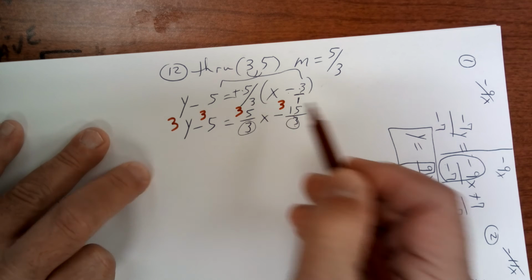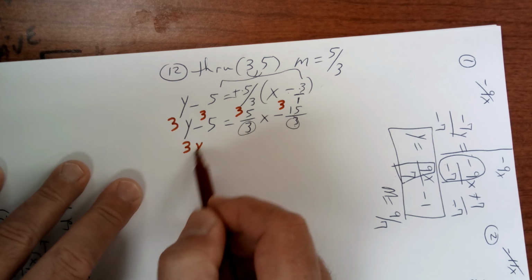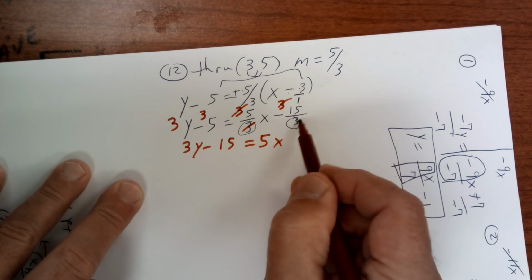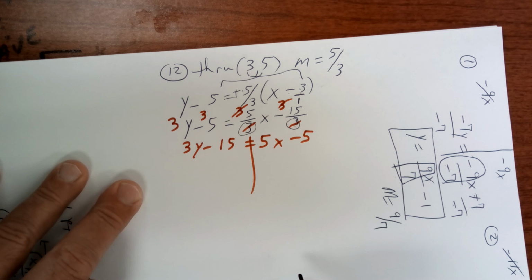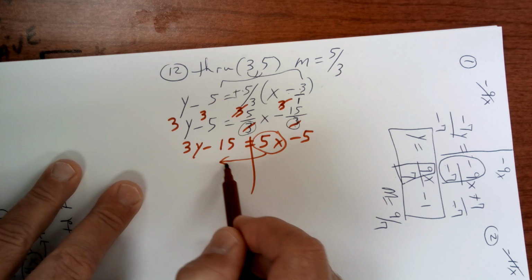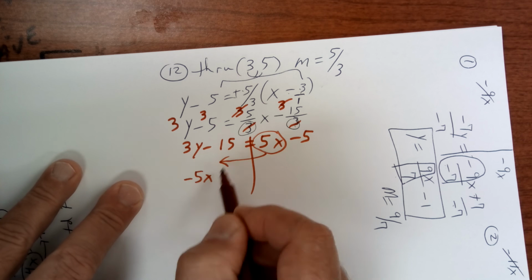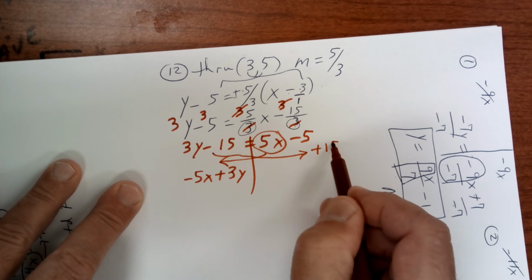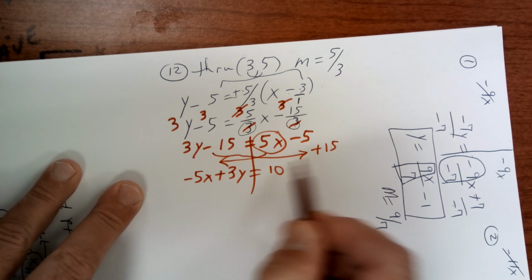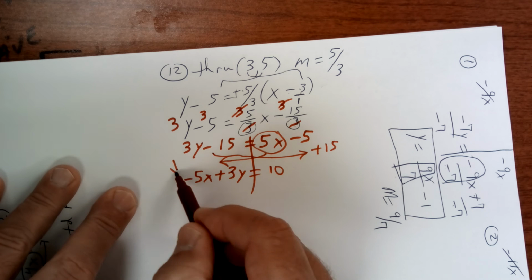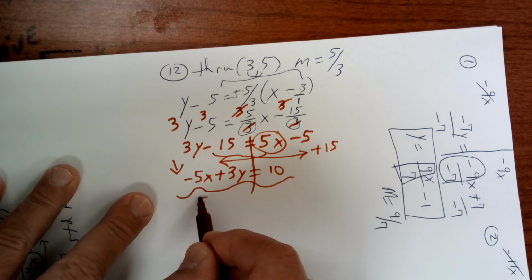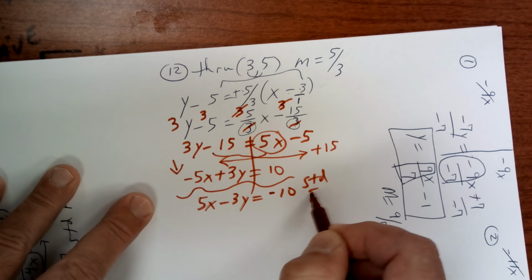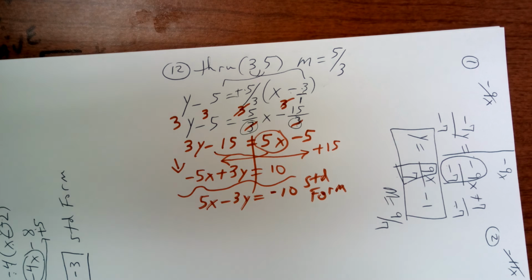So if you haven't learned this before, that's what we're going to do. Multiply everything by 3. So you're going to get 3y minus 15 is equal to, these 3's cancel, 5x, these 3's cancel, and you get minus 15. Draw a line. Move the x, which is a positive, over here, so that becomes a negative 5x plus 3y. Move the negative 15 over here, that becomes a plus 15, and so that's going to equal 10. 15 minus 5. Now you can't have a negative here, so you're going to change your signs. So it's going to be 5x minus 3y equals negative 10, and that's called standard form. Copy that down so you have it for your notes, and I would rework it.